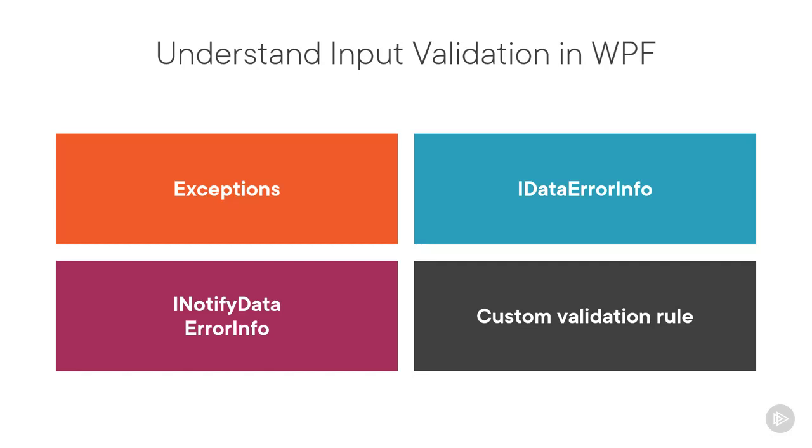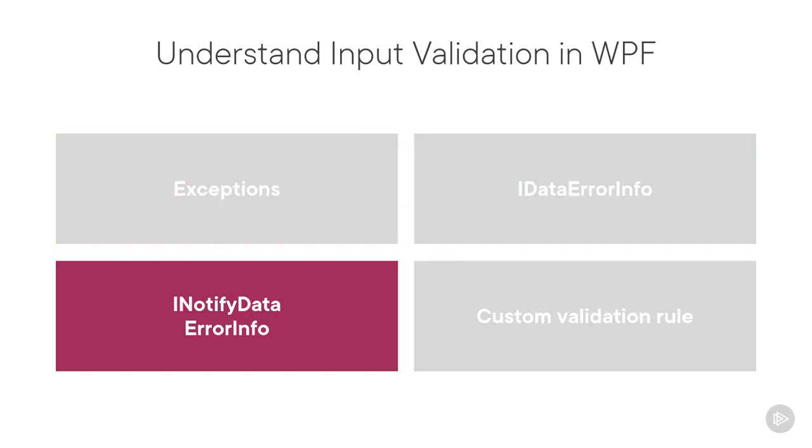From all these approaches, I recommend that you use the INotifyDataErrorInfo interface. It is not only the most modern approach, it is also the most powerful and most flexible approach. This is because it supports multiple errors per property, and it also supports asynchronous input validation with an ErrorsChanged event.